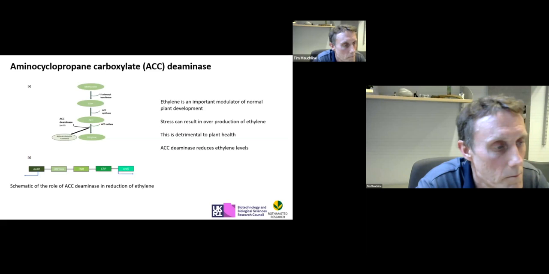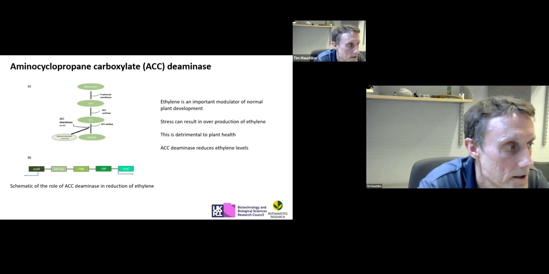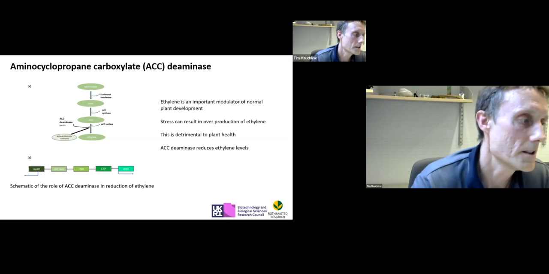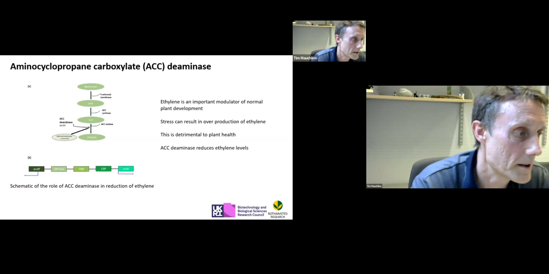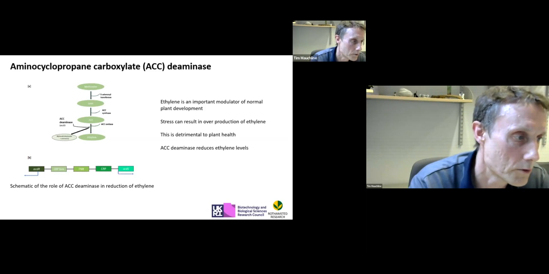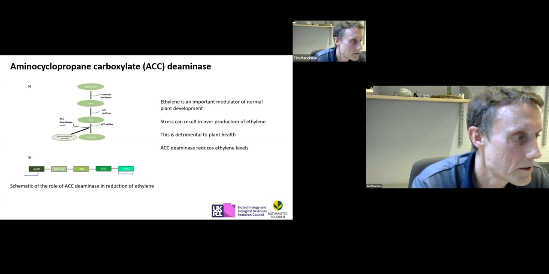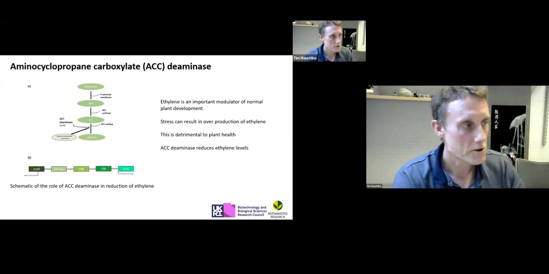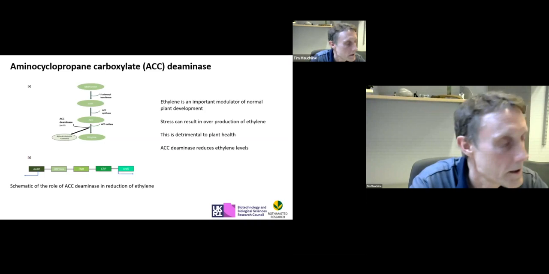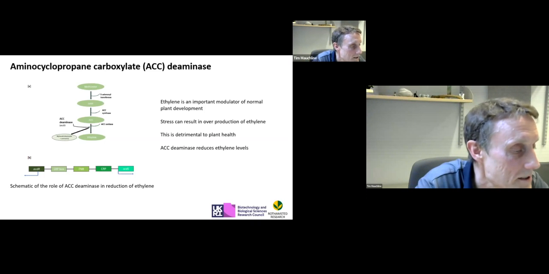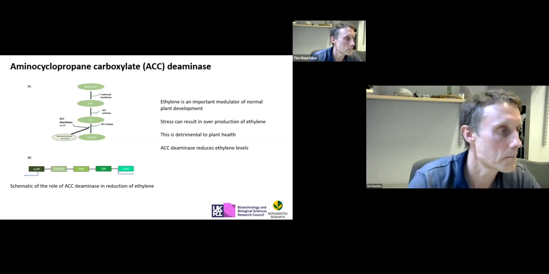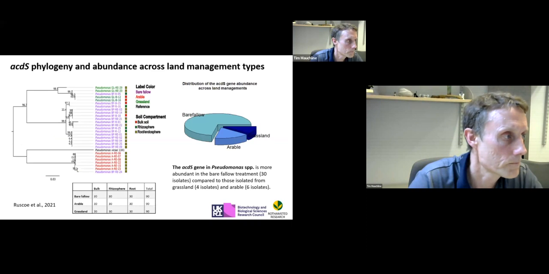The potential benefit of this to the plant is that it stops the buildup of stress ethylene. Even though ethylene is important for plant development, too much of it can be a bad thing. So the control of ethylene release is an important way that microbes can benefit plant health.